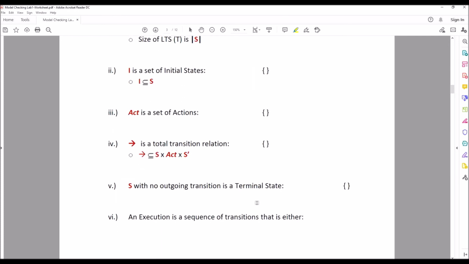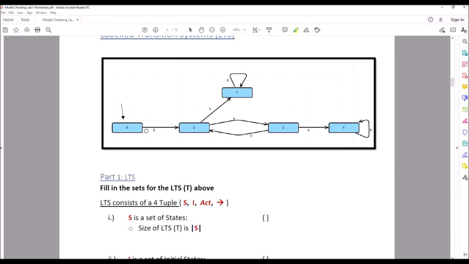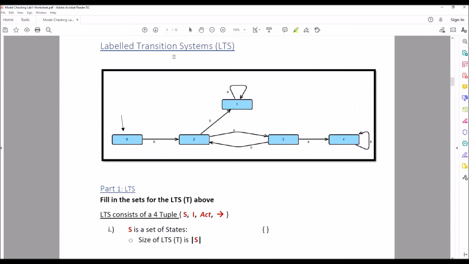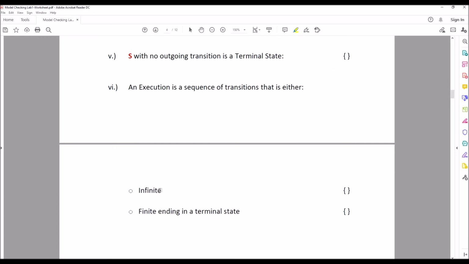Now an execution is a sequence of transitions that is either infinite, such as 0 goes to 2, goes to 1, goes to 1, goes to 1 forever. Or 0 goes to 2, goes to 3, goes back to 2, goes to 3, goes back to 2, and does that forever. Or 0 goes to 2, goes to 3, goes to 4, and that goes to 4 forever. So that is a valid execution on a labeled transition system. So that is what we mean by infinite. Or it is finite, ending in a terminal state.